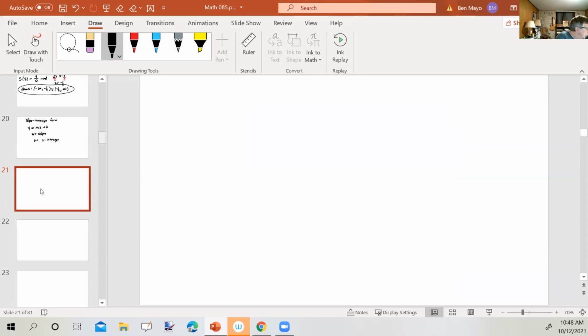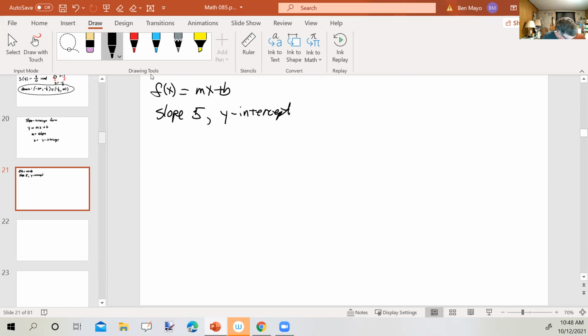Now we're going to go to some problems where we won't be graphing, but we'll be writing an equation for a linear function. And typically, we write that in the form f of x equals mx plus b. So we'll see how that goes. All right. It says, write an equation for a linear function whose graph has the given characteristics. The slope is 5, and the y-intercept is at 0, -3.